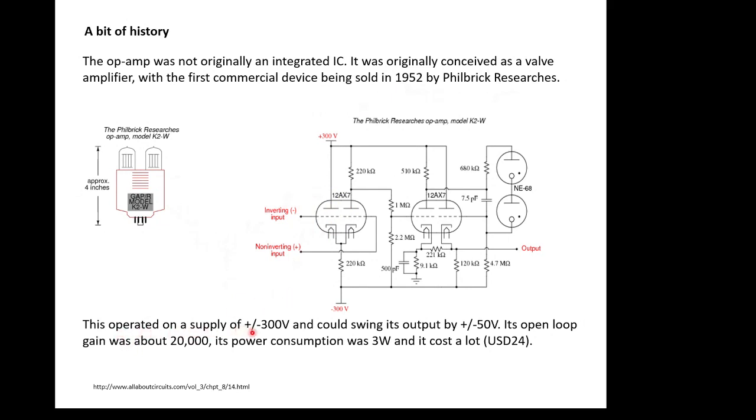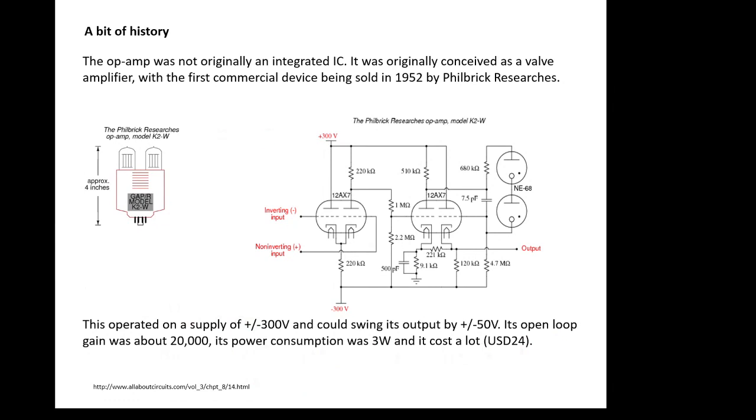So these systems operated on plus or minus 300 volts. They could move their outputs by plus or minus 50 volts, which is a good percentage of this, but it's not ideal. The open loop gain was about 20,000. Remember, we're looking for infinite gain. Its power consumption was 3 watts, which meant it could heat a room. And it cost a lot of money in those days. $24 nowadays will be about £20,000 probably.